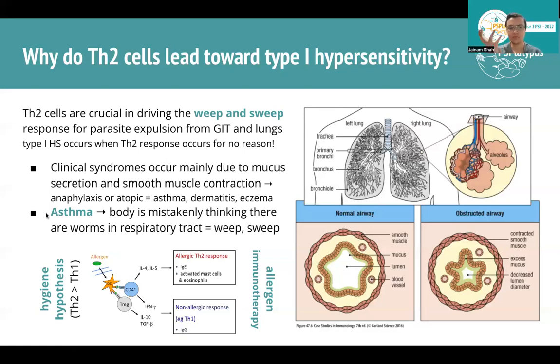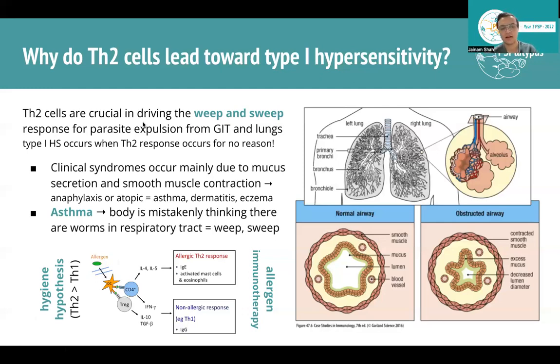So in asthma, the main one that we want to focus on here is your body essentially thinking there are worms in the respiratory tract and then initiating the weep and sweep response, which is contracting the smooth muscles and then generating more mucus to get all of that parasite out of the lungs. So the hygiene hypothesis is something that you will go over very briefly, but it tells you that this area is one where there's a lot of overlap between genetics and environment.